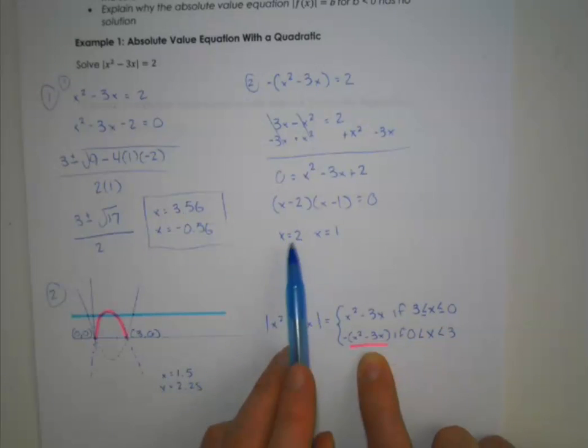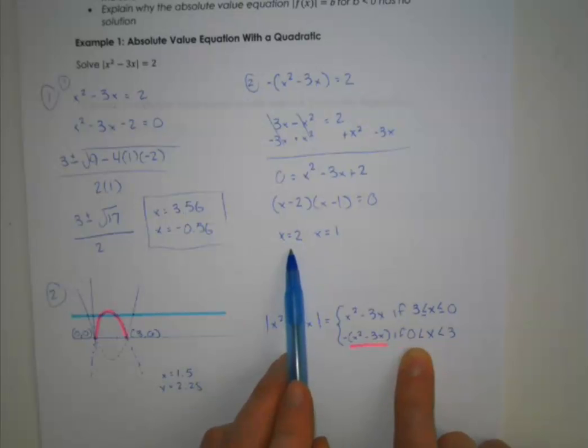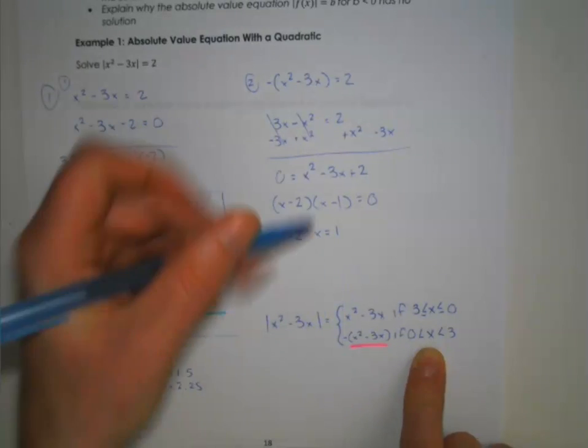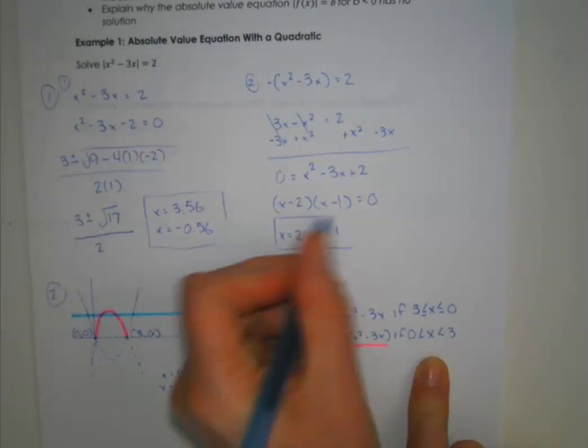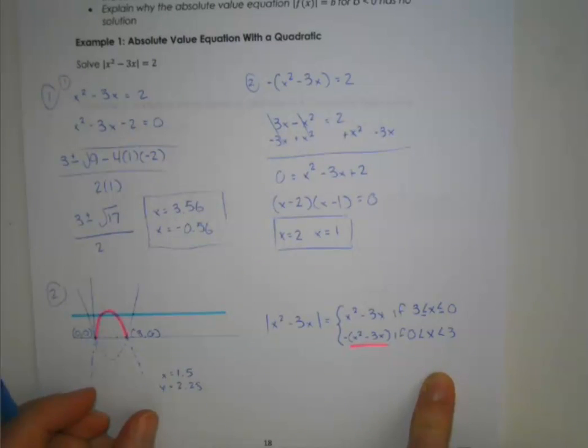Then for our absolute value equation, we said that x has to be between 0 and 3, and both 1 and 2 are between those values. So that is also both acceptable solutions.